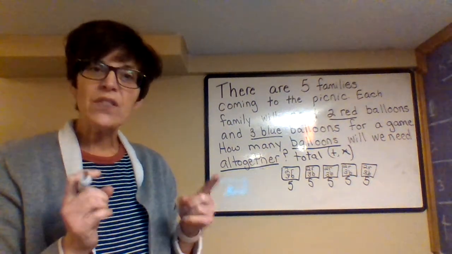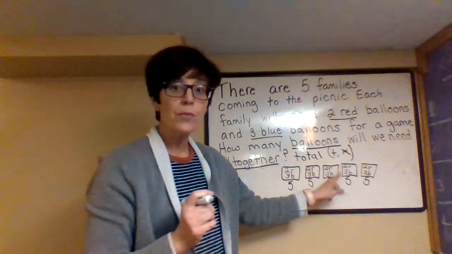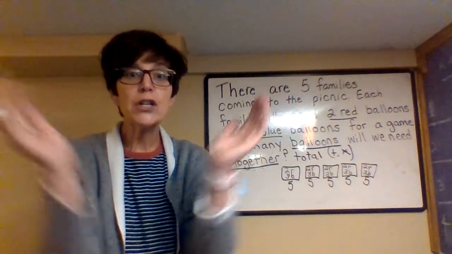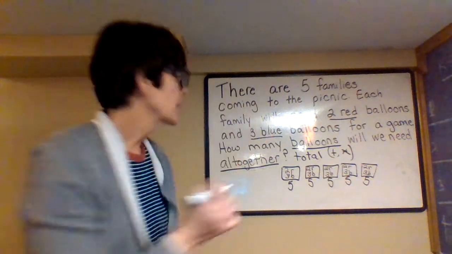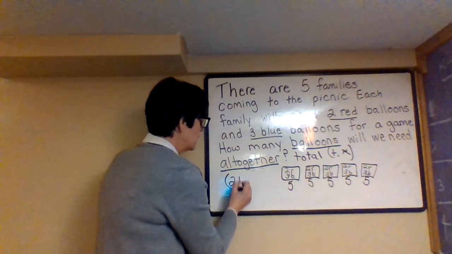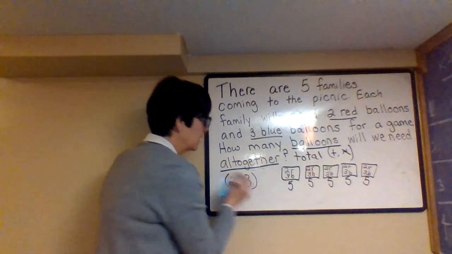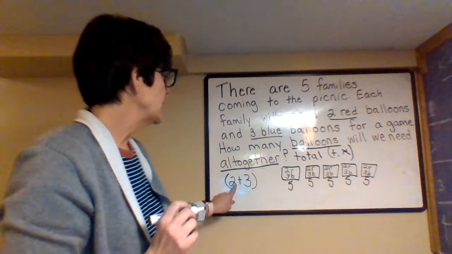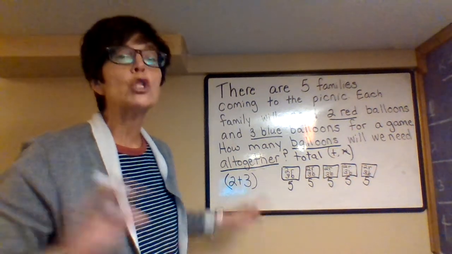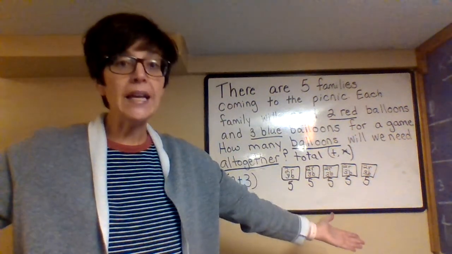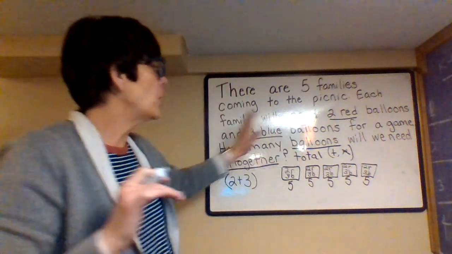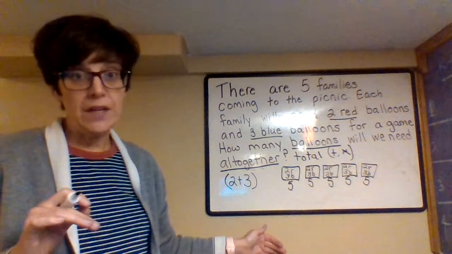But what did I do to find that out? I added it up, right? So remember what we used to show what we're going to do first? Those parentheses. So first, I'm going to add 2 plus 3. So each family needs 2 plus 3 balloons, which is 5. But does that give me the total number of balloons I need for everybody? No, that only gives me how many balloons I need for one family. I need to know how many balloons I need for every family.